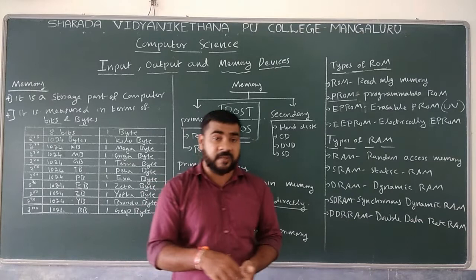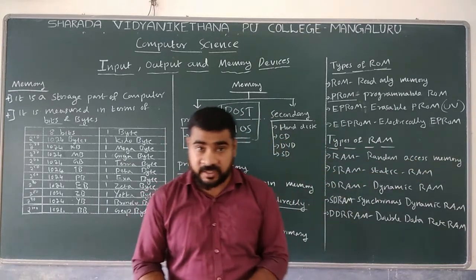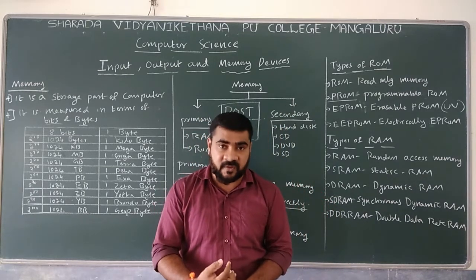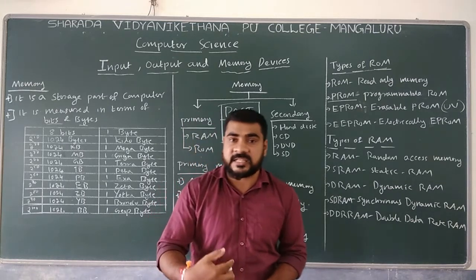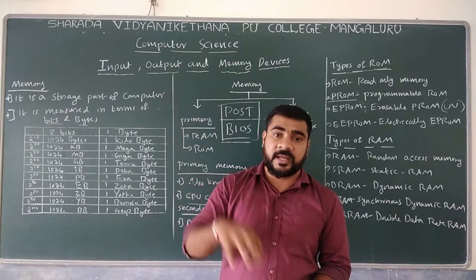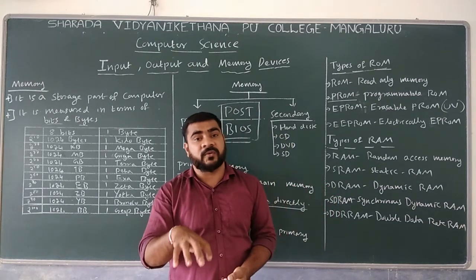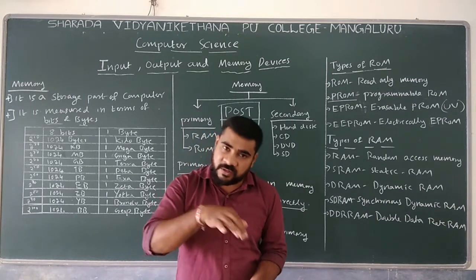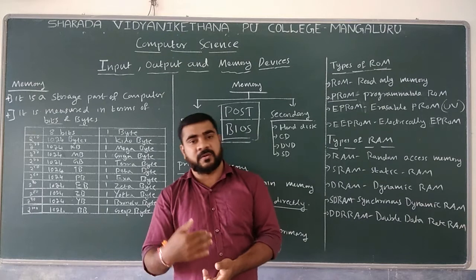The next and last type is EEPROM, electrically erasable programmable read-only memory. This is also the same as EPROM. It is electrical, as the name indicates. In both EPROM and EEPROM, it is possible to write, possible to program, and at the same time possible to erase.